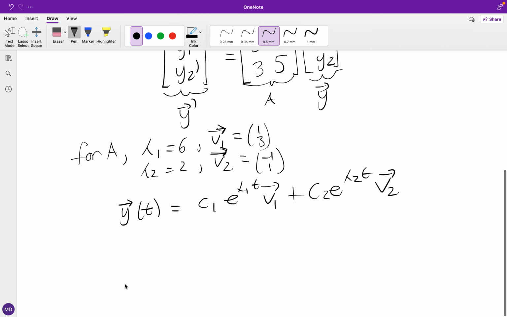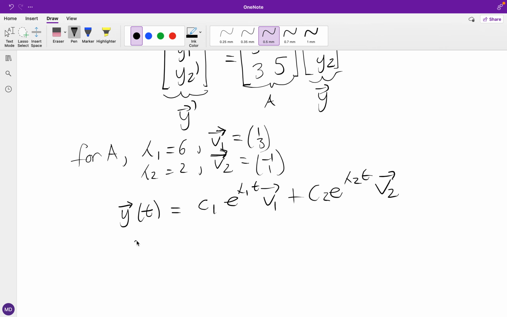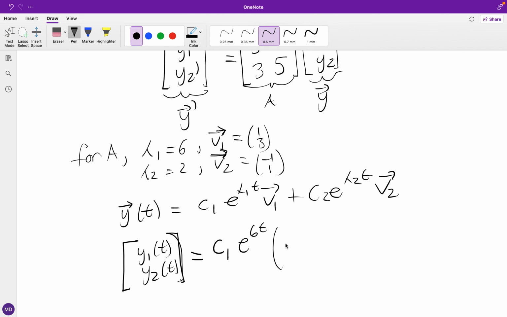And so what this means, in our case, for the system we dealt with, is that y1 of t, y2 of t, which is the vector y of t, is the exact same thing, just a different representation. It's the components as functions of time, which make up the vector, and would equal c1 times e to the 6t times the vector 1, 3, plus c2 e to the 2t times the vector negative 1, 1.